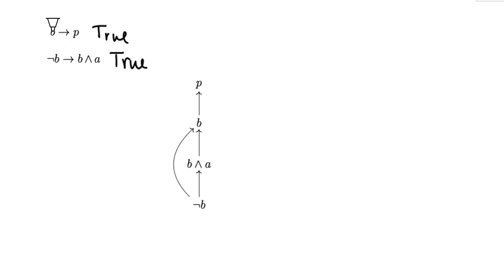Basically this means right here, if this is true, then B and P have the options of either B is false or P is true, basically. So this arrow works, this arrow works, and also this arrow works.